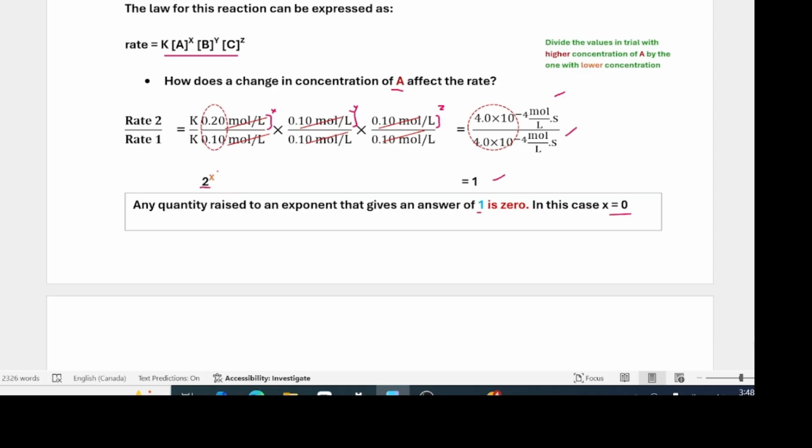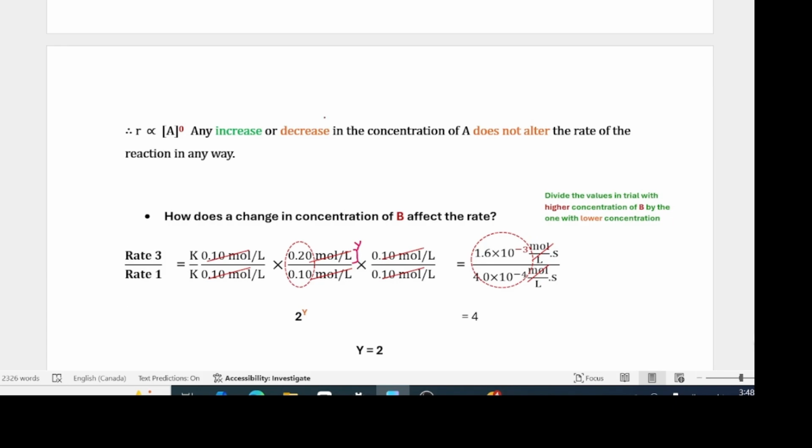So what do we write? We will say, therefore, the rate is proportional to the concentration of A to the 0 power. What does that mean? Any increase or decrease in the concentration of A does not alter the rate of the reaction in any way. Okay, so we know that A has a rate order of 0.